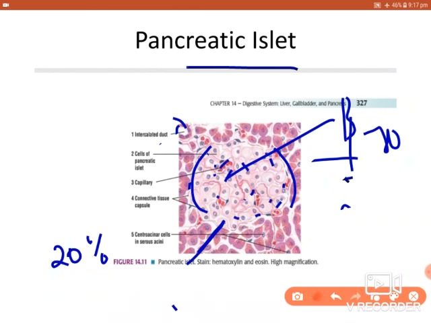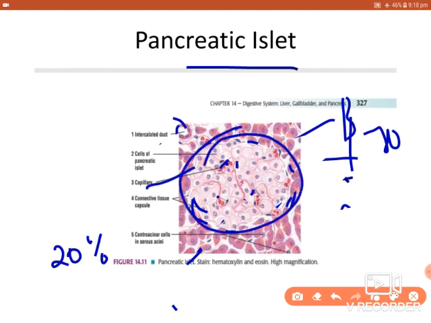At the periphery of this unit, you can see reticular connective tissue, and here you can see the capillaries. So this is the endocrine part of the pancreas, called the pancreatic islet.